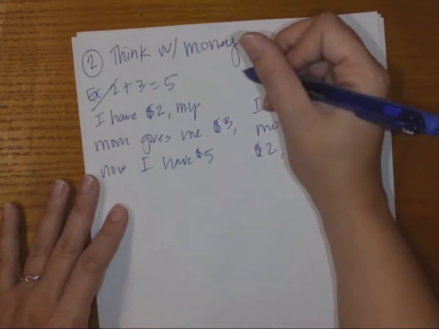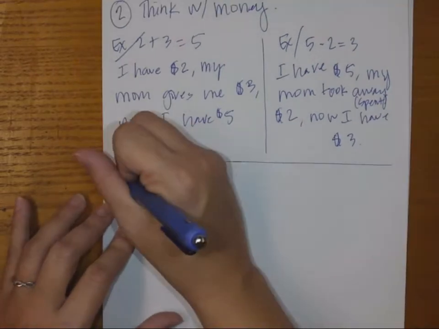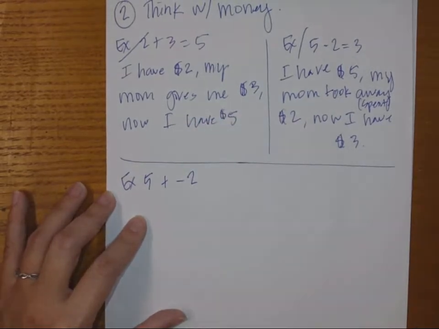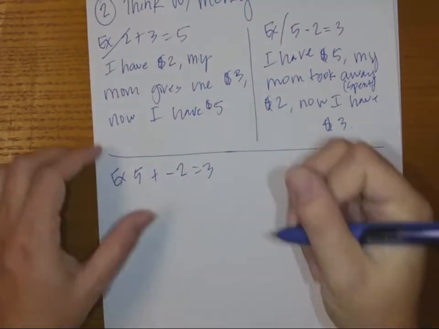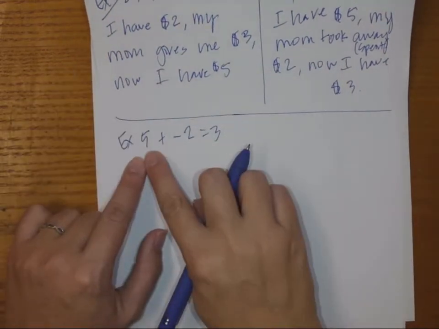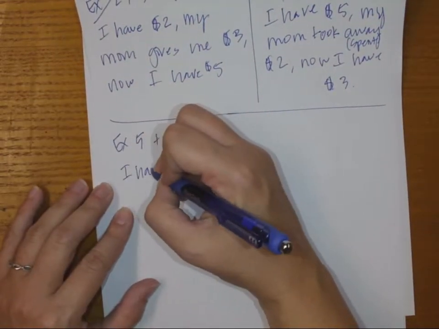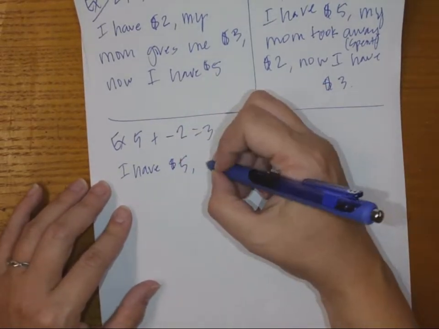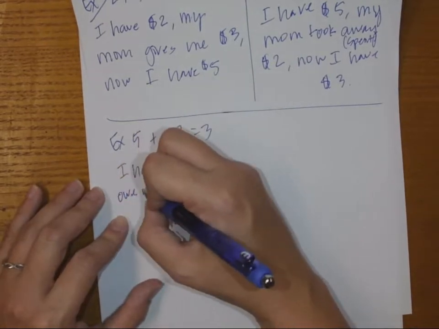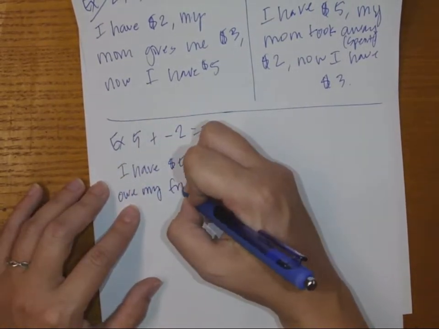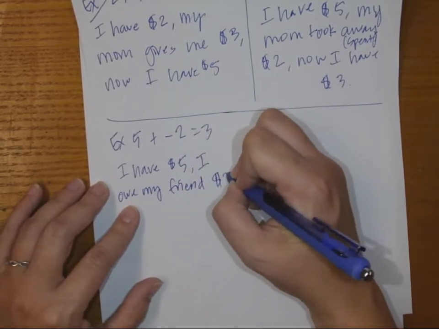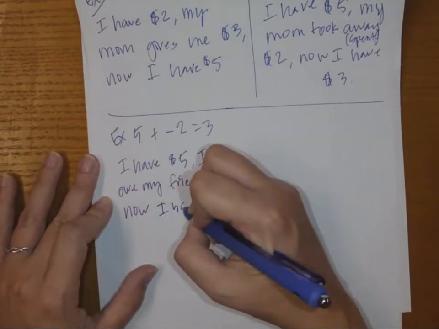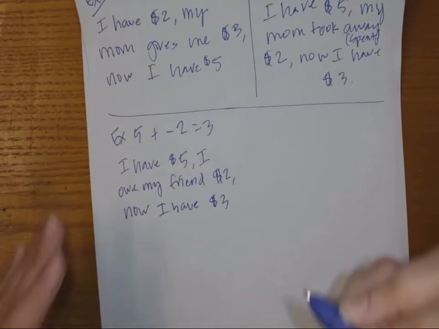Okay, so those are pretty straightforward. Let's do the negatives now. What about if it was 5 plus -2 equals 3? So the 5, I have $5. The -2 is owing somebody something, right? I owe my friend 2. So after you pay your friend back, now I have 3.